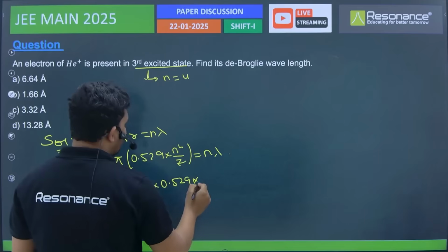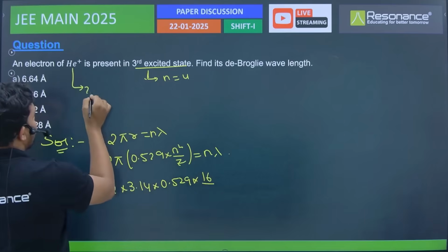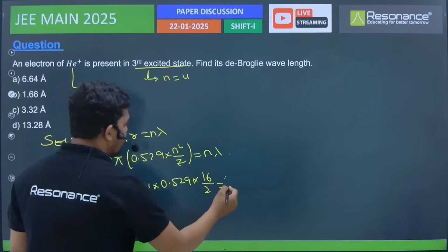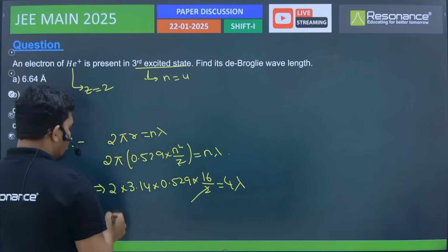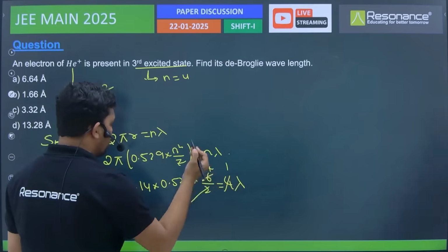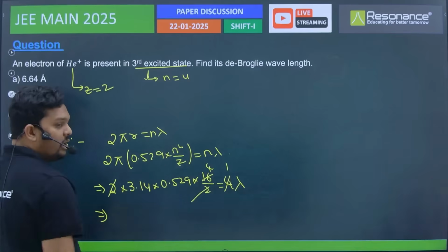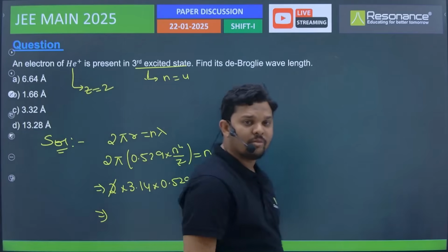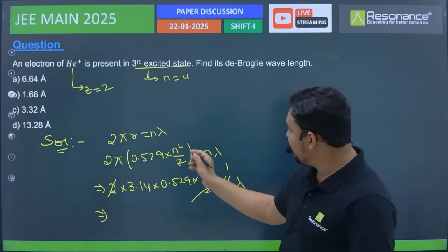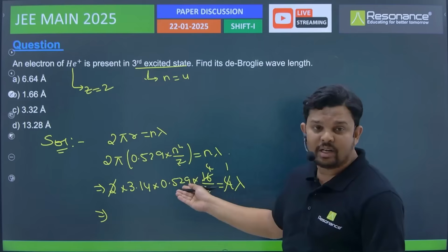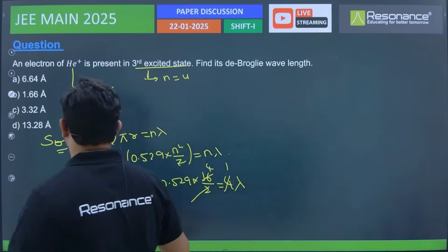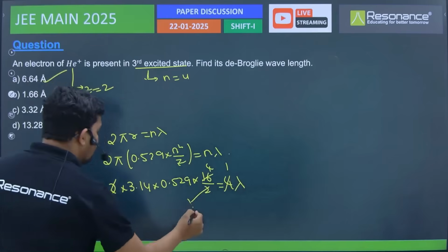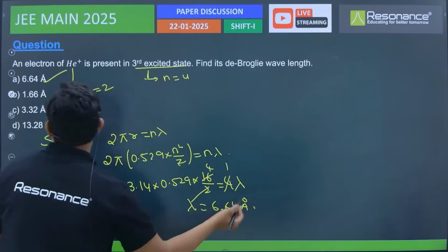So this is 4 square, which is going to be 16. For helium, the Z value is 2, and the value of n is 4. So the final conclusion is that this 2 and this 2 will get cancelled, and this 4 ones, 4 fours. Now if you multiply this part, 3.14 multiplied by 4 is approximately 13, and that has to be divided by 0.529, which I can take approximately as 0.5, so my final result is 6.64 Angstrom in this case. That's it. So let's go for the next case. Without solving, you can say the answer is 6.64 Angstrom. Okay, let's go for the next question.